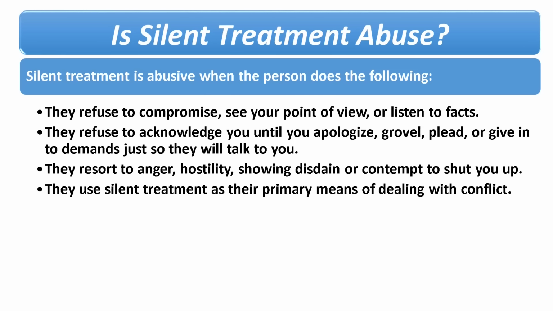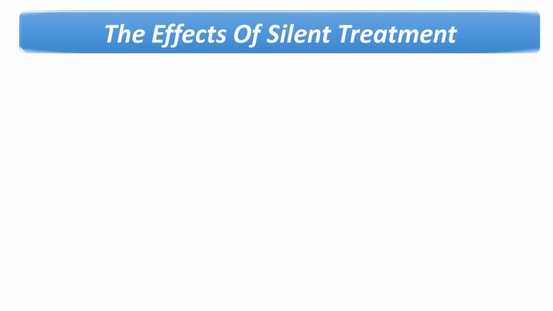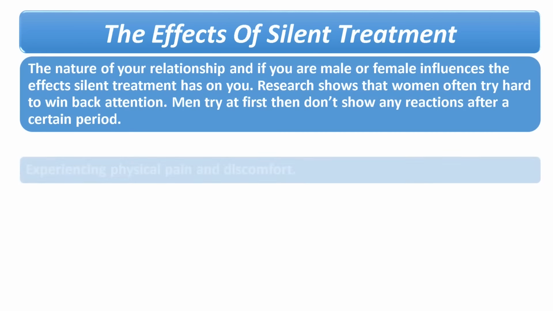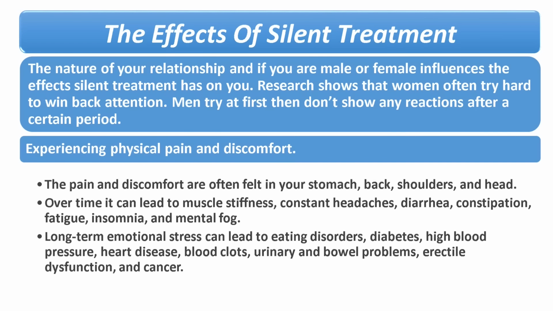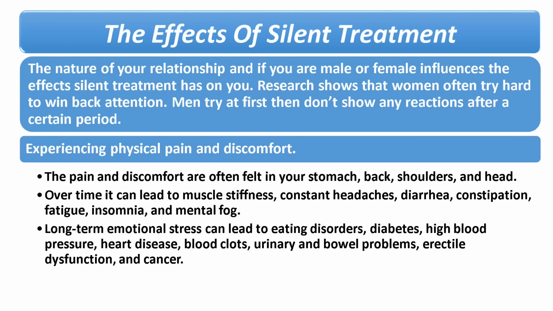They refuse to acknowledge you until you apologize, grovel, plead, or give in to demands just so that they can talk to you. They resort to anger, hostility, showing disdain or contempt to shut you up. They use silent treatment as their primary means of dealing with conflict. The effects of silent treatment. The nature of your relationship and if you are male or female influences the effect silent treatment has on you.